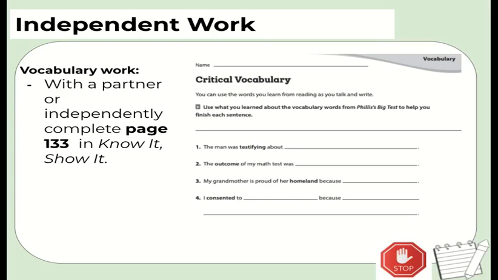Now it's time for independent work. With a partner or independently, complete page 133 and know it, show it. Pause the video to complete this task.